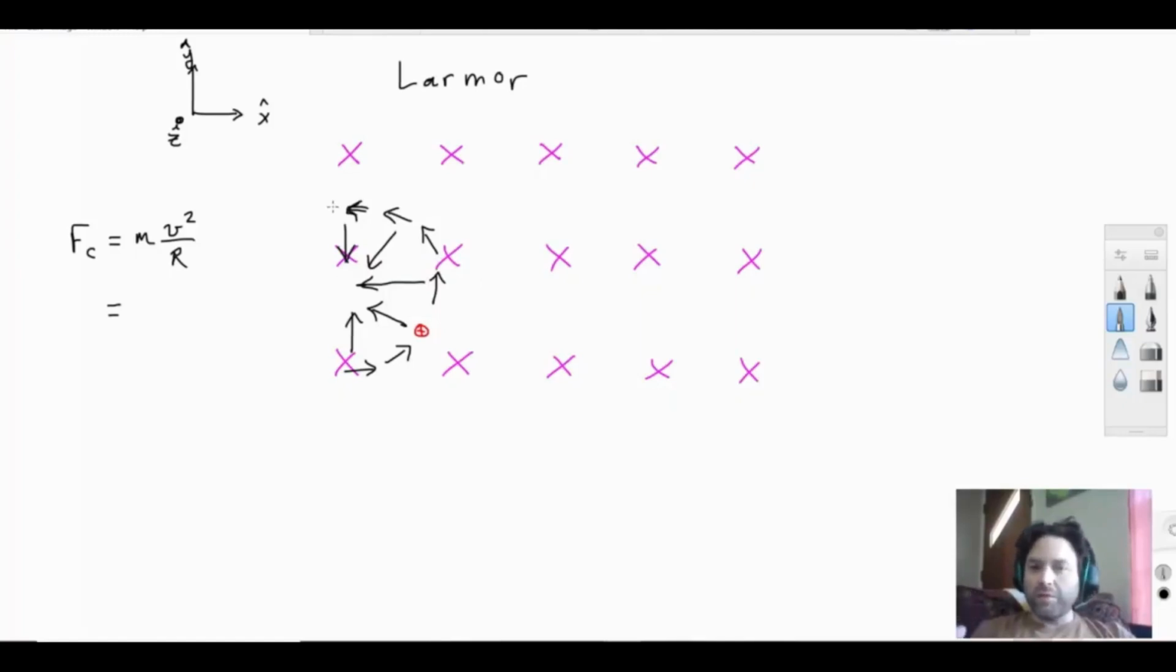Remember, a centripetal force is not a thing in its own right. It's just a description of forces that are causing something to move in a circle. In this case, it happens to be qvB.